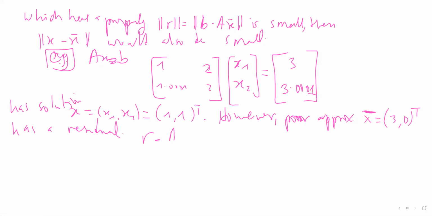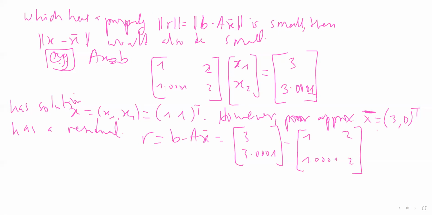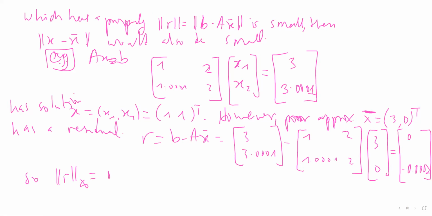r = b minus A x bar, which is b minus A times (3, 0). Then we'll have 0 and minus 0.0002. So the infinity norm of r is 0.0002.